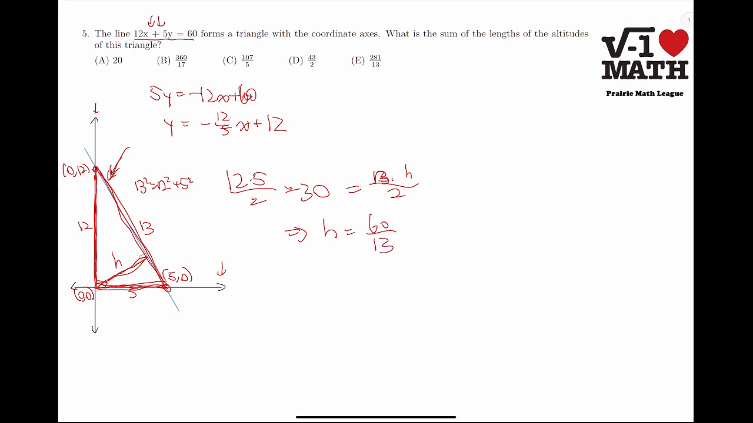Finally, we just add these all up, so 60 over 13 plus 12 plus 5, and this is equal to 281 over 13, which is option choice E.